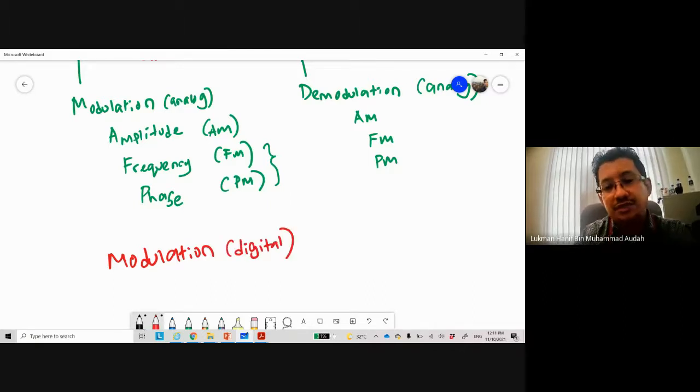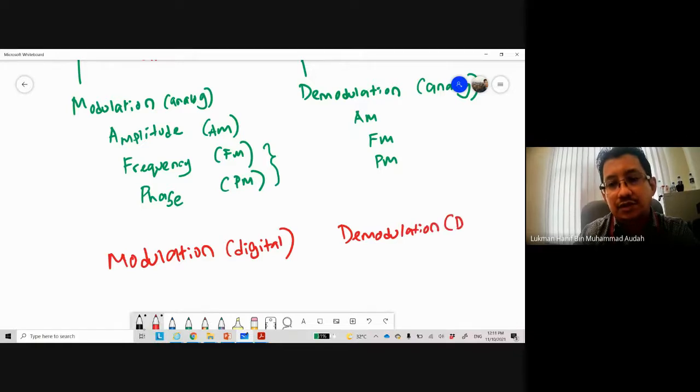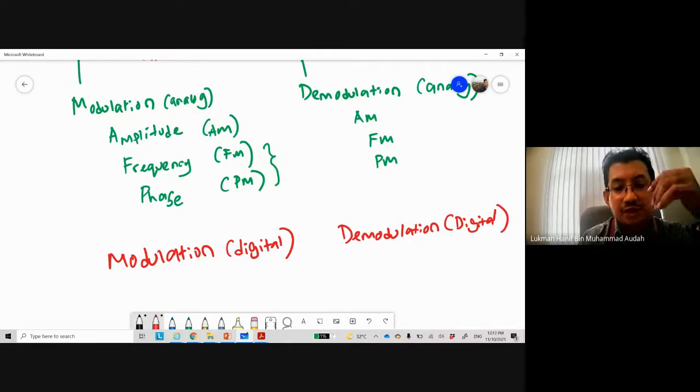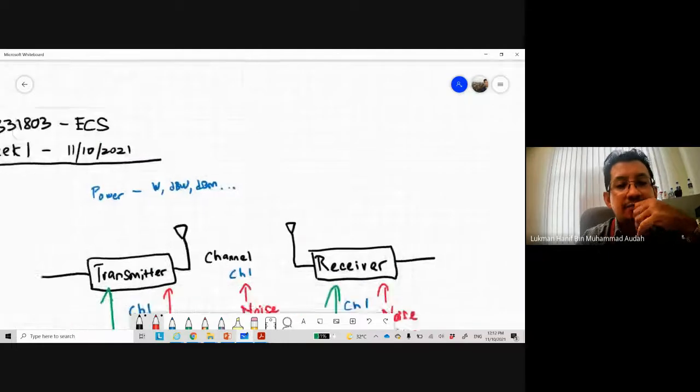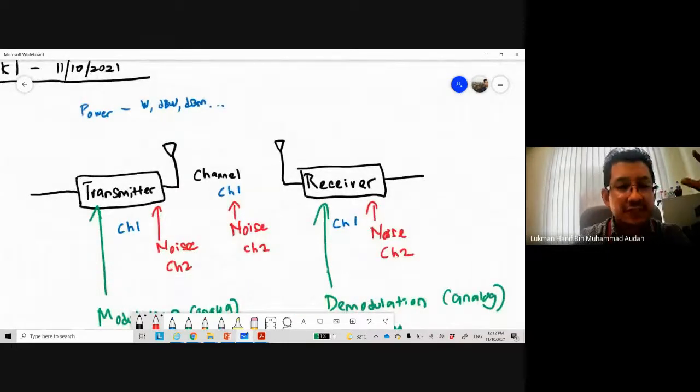Okay, untuk digital system, we also will learn about demodulation for the digital. Okay, demodulation pada receiver, modulation pada transmitter. Okay, so you see that I put a separate system, satu transmitter, satu receiver.